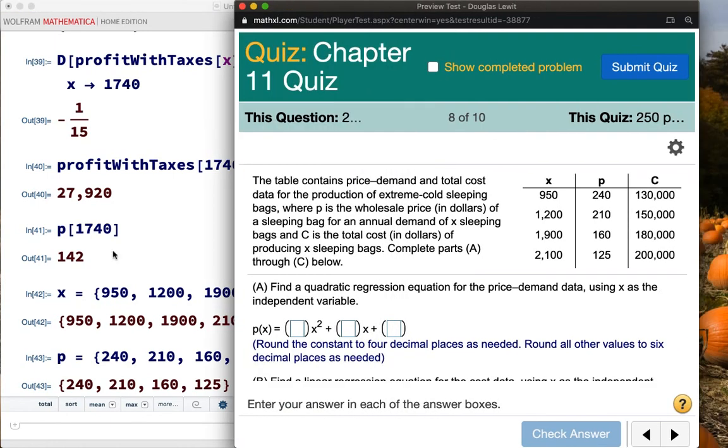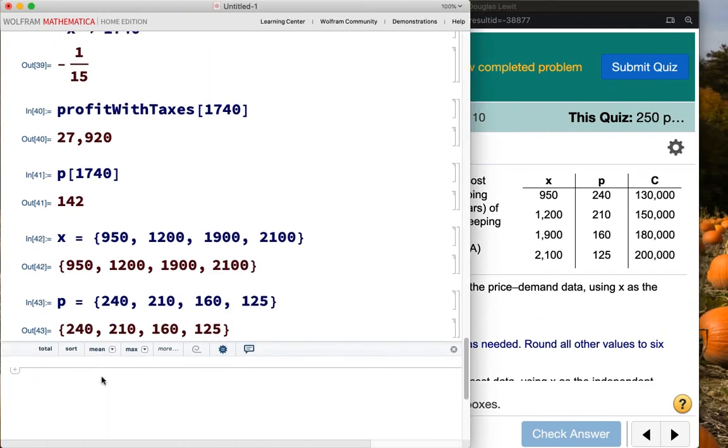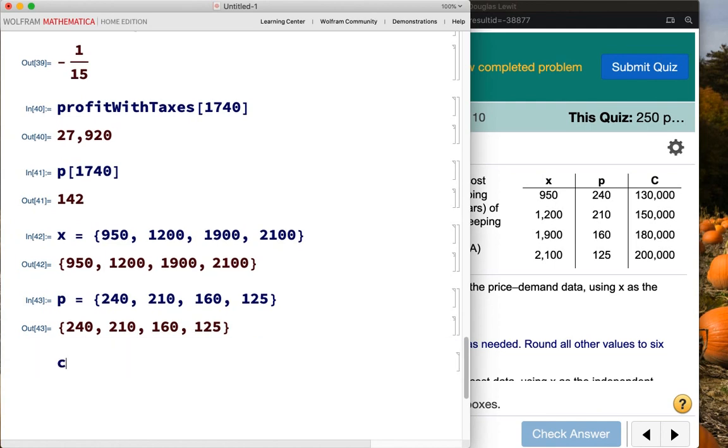And then finally, C, remember I cannot use capital C in Mathematica because that symbol is reserved for other things. But I can use lowercase c. C, or cost, is 130,000, 150,000, 180,000, 200,000.